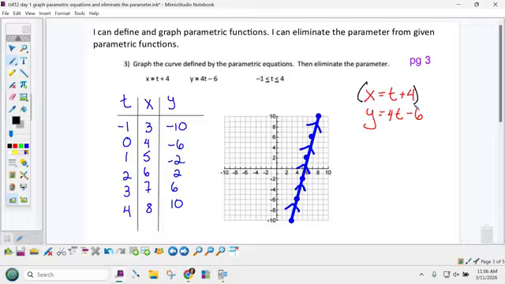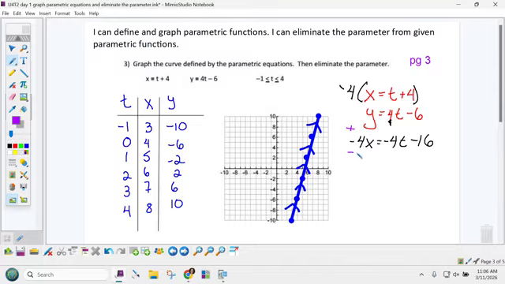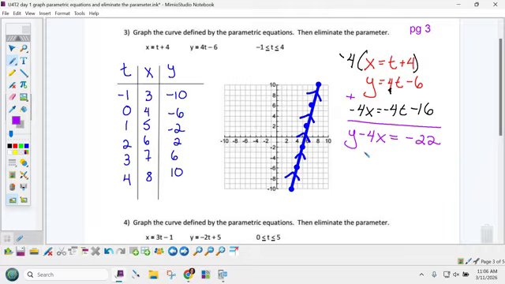But if I take my x equation and multiply by 4, actually I'm going to do -4 to every single term. Now, when I go to add my equations together, so I'm going to do the red and the black. When I add them, I get y minus 4x equals, the t's eliminate, and then this is -22. We like our linear equations to be y equals, so I could just go one extra step by adding 4x to the right-hand side.